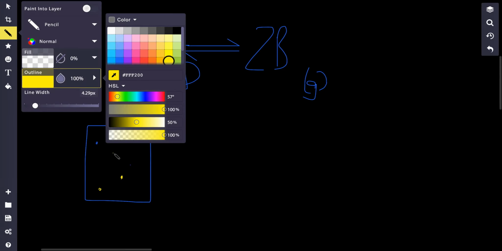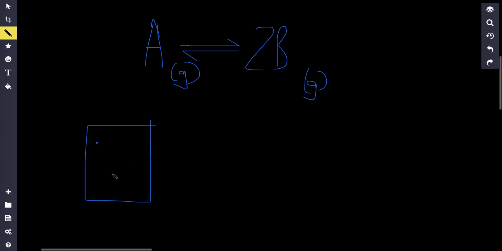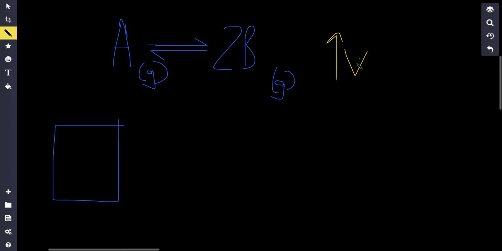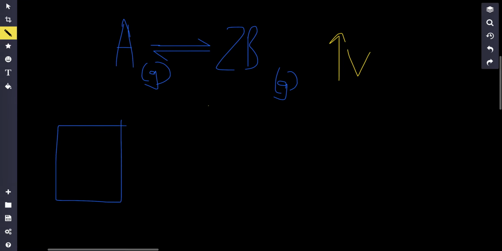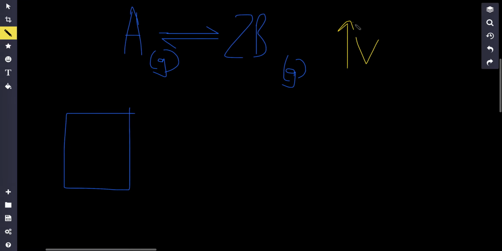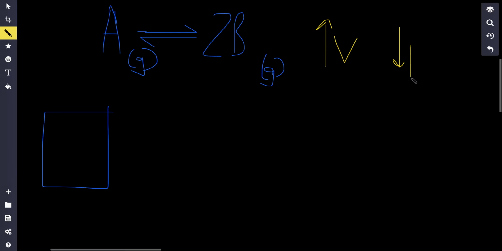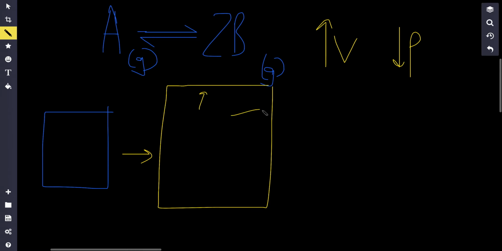Now, let's say that I increase the volume of this container. Wherever the gas particles are located in this container, I'm increasing the volume. What's going to happen? Increasing the volume is the same thing as decreasing the pressure, because when you increase the volume of the container, it takes longer for your gas particles to hit the walls of the container. So the pressure is going to be lower.